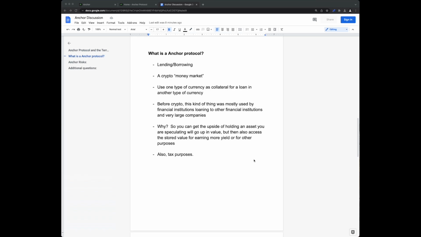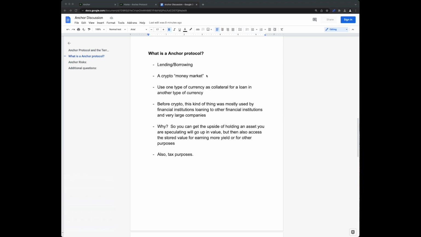So now let's talk about Anchor. What exactly is Anchor Protocol? Like most people, especially those who are getting started, just know it as essentially a savings account that pays ridiculously high rates. But really what it actually is, is lending and borrowing. So it's a crypto money market.